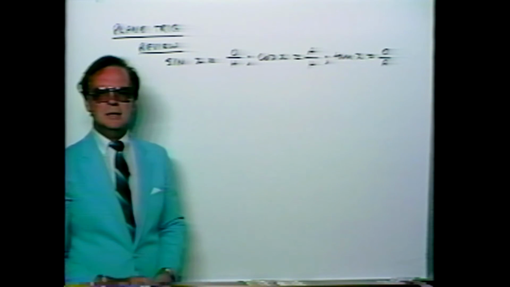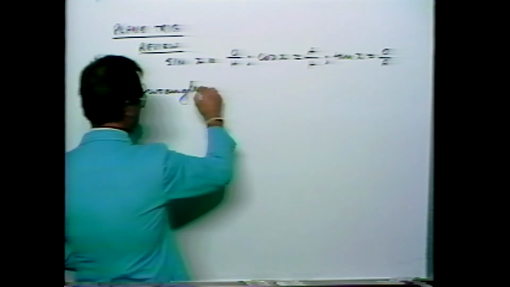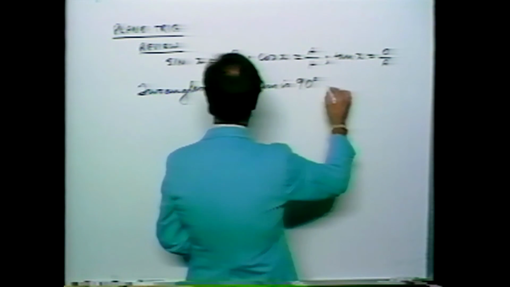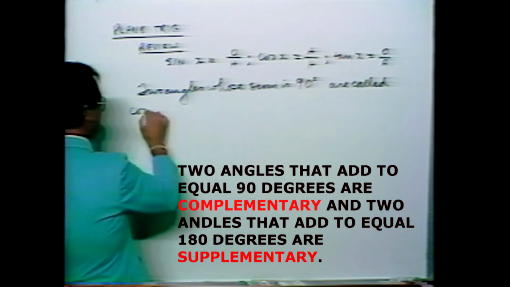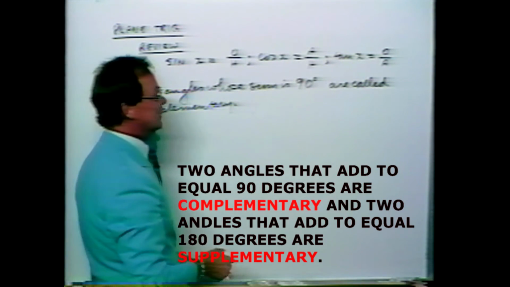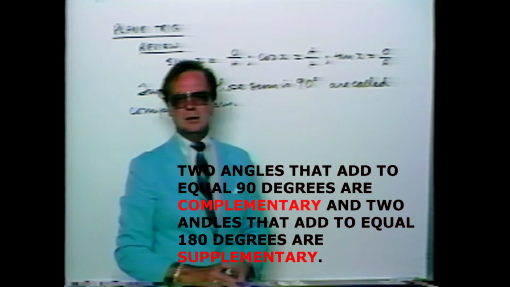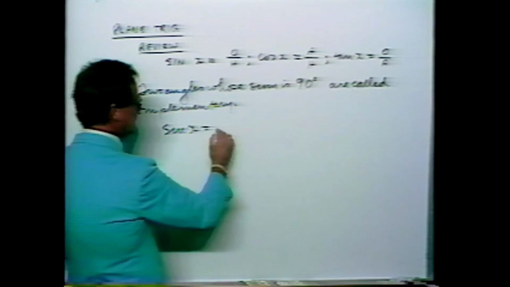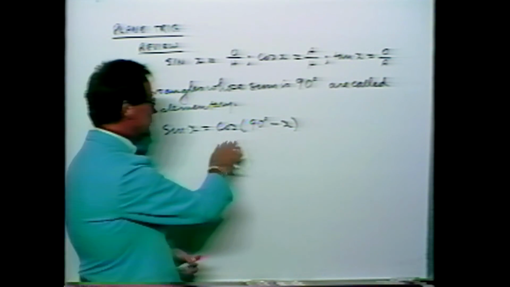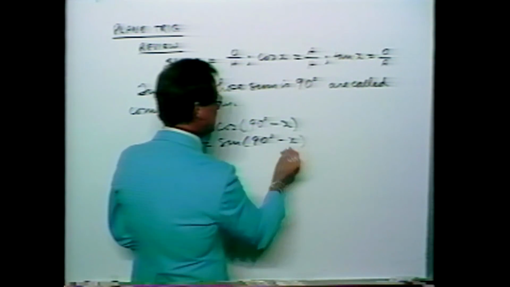Two angles whose sum equals 90 degrees are called complementary angles. Two angles whose sum is 180 degrees are called supplementary. For two complementary angles in a right-angled triangle, the sine of x is equal to the cosine of 90 degrees minus x. And this works in both directions. In other words, the cos of x is equal to the sine of 90 degrees minus x.